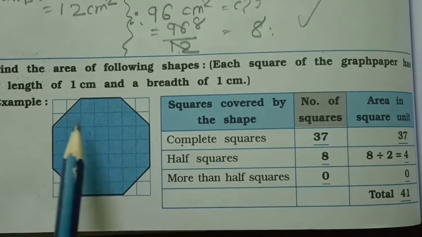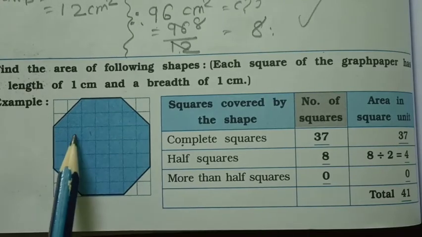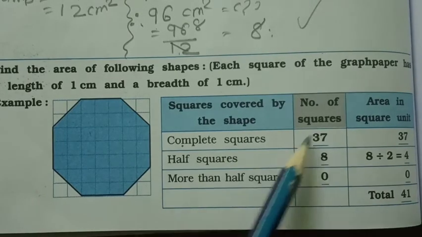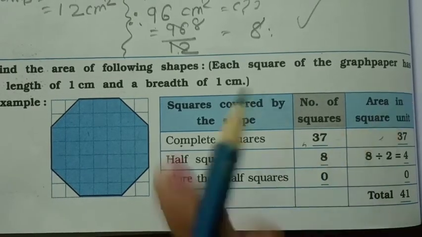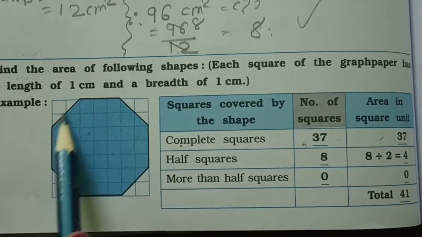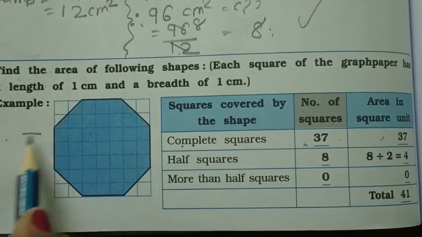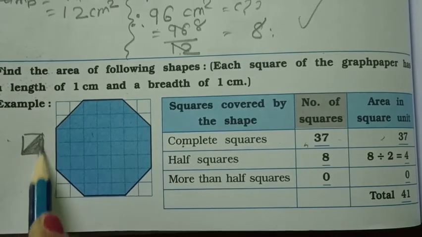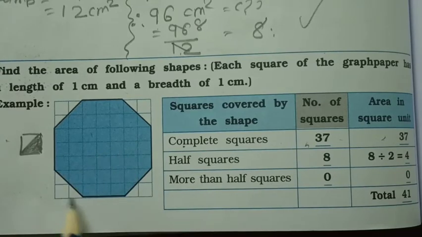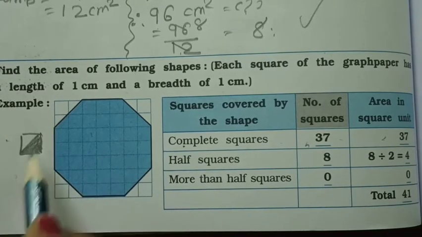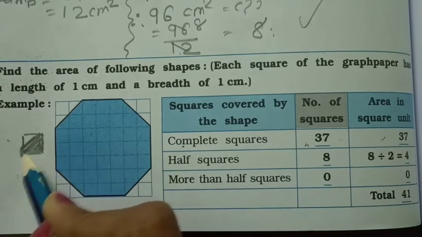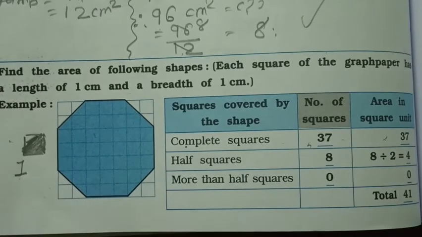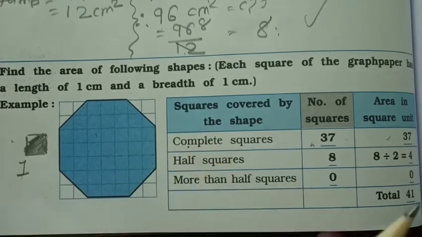1 2 3 4 5 6 7 8 9 10 11 12, like that. Complete squares, how many? 37. So the complete ones we will count, 37 only. Then half squares. If in a square half the part is covered, then we will count it as a half square. And more than half, if more than half is shaded, then we will count it as 1. Half we will count as half only, divide by 2.